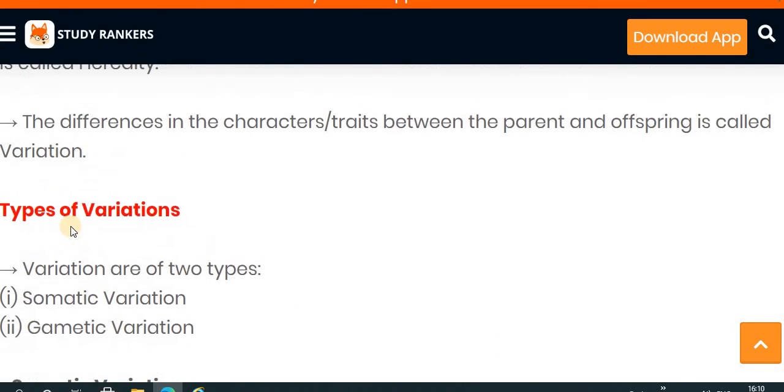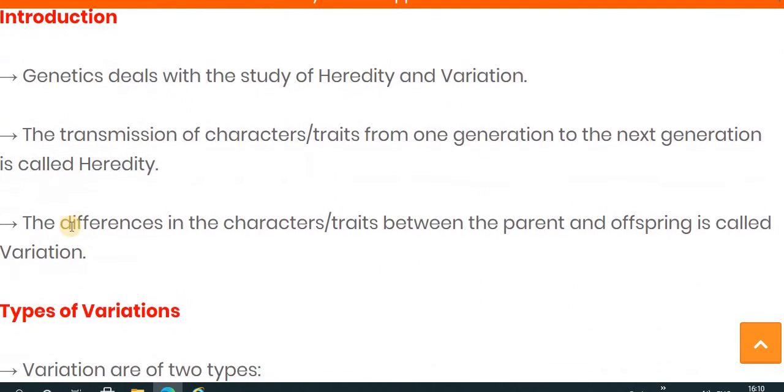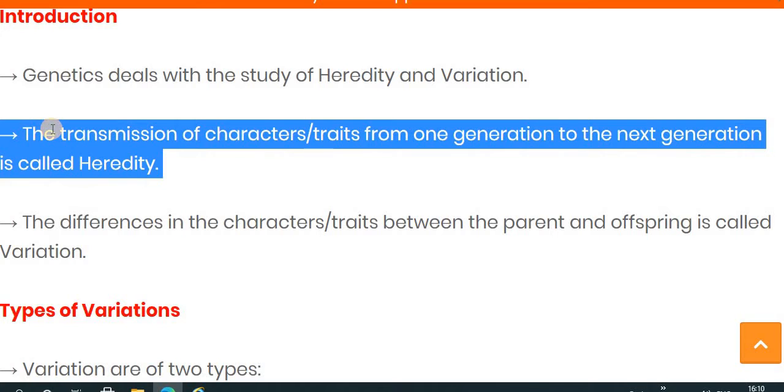Let's see one more time from the beginning. In the introduction part, two definitions came. It's also important: the heredity definition.